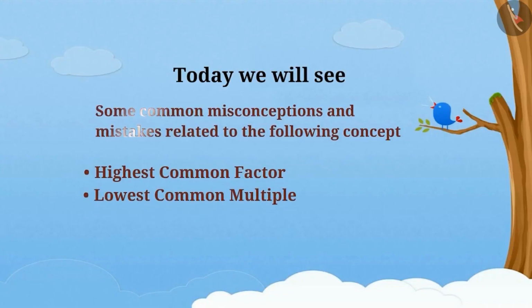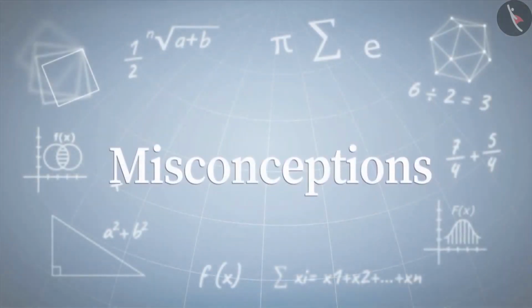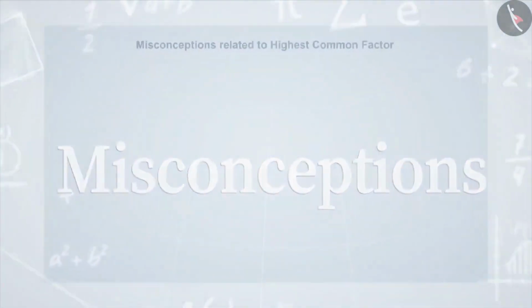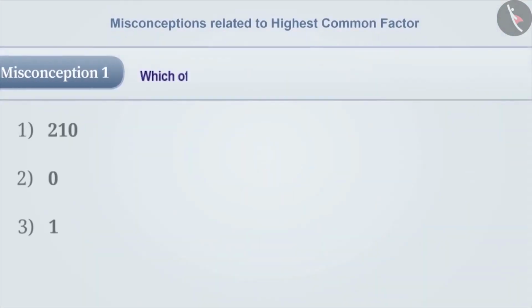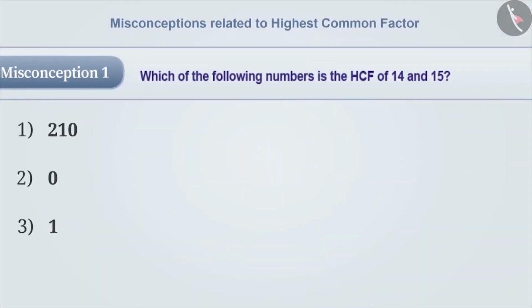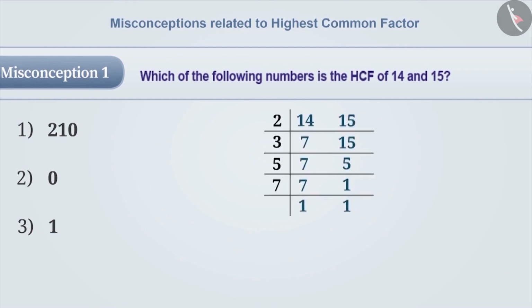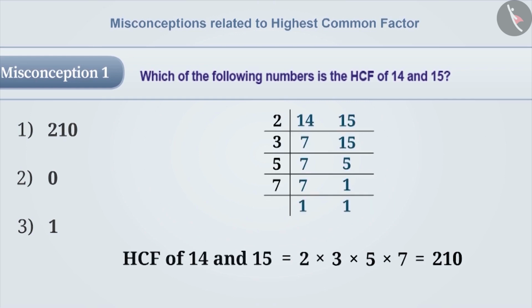Today, we will see some common misconceptions and mistakes related to the following concepts. Misconception 1. Which of the following numbers is the HCF of 14 and 15? Due to misunderstanding, sometimes the method of LCM is used instead of HCF. The result will be 210, which is an incorrect answer.